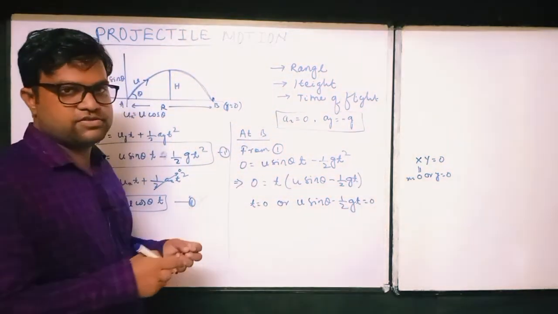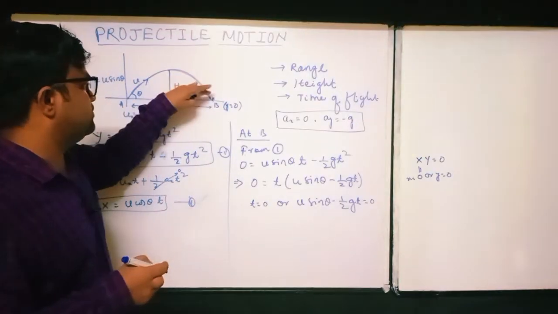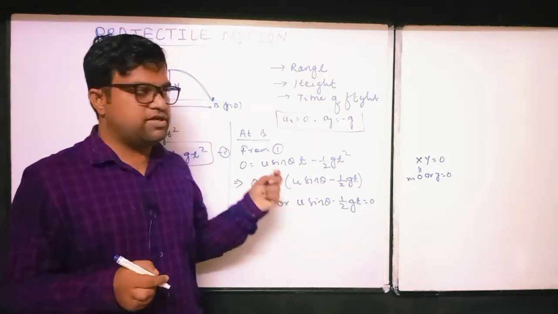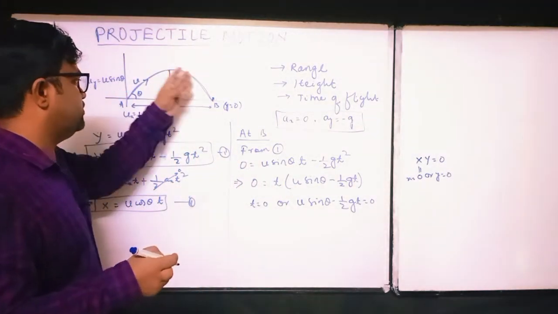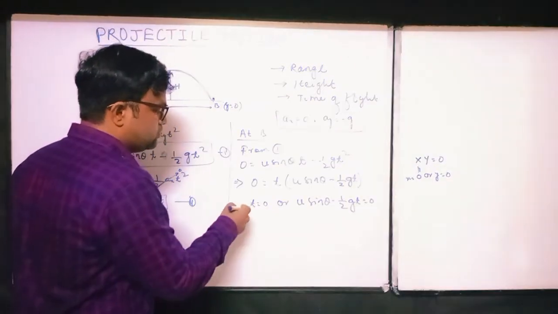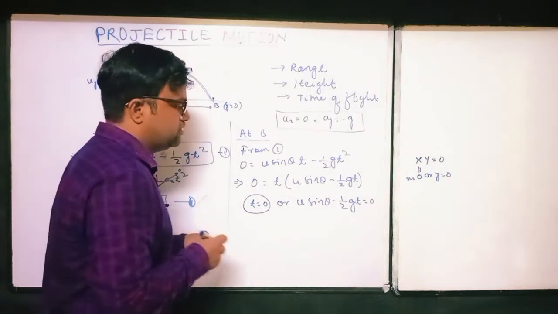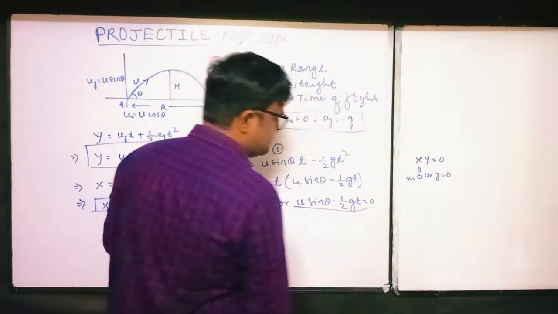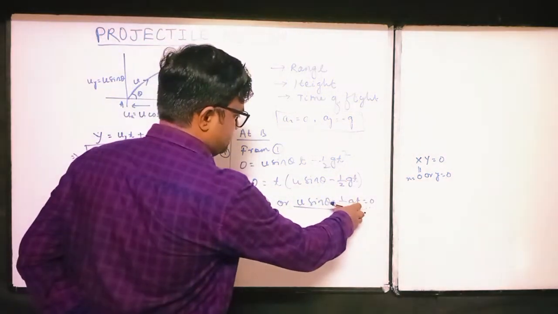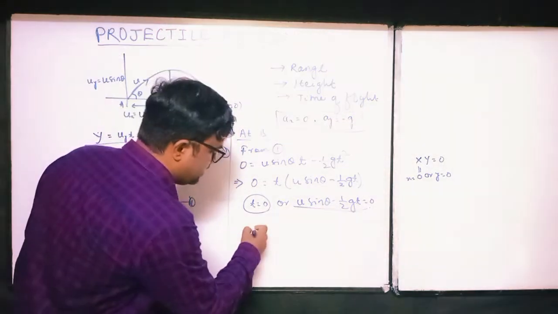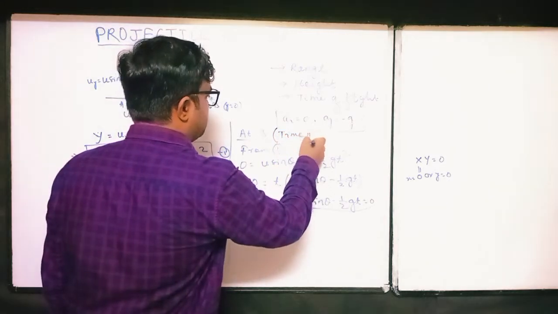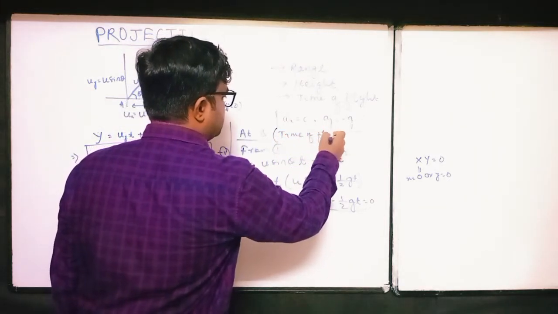Now see, t cannot be 0. Why? Because it has traveled and reached B, so it must have taken some time. It cannot take 0 time to reach from A to B, right? It definitely has taken some time. So we'll discard this option. We'll take u sin theta minus half g t equal to 0. Now if we rearrange, taking this one to the right side, we can easily find the time of flight. So this is the time of flight derivation.